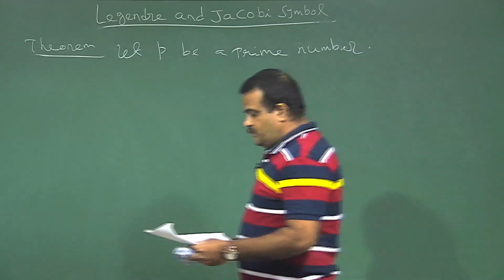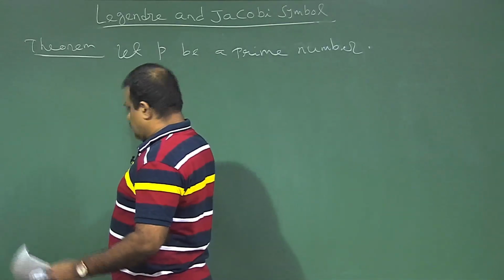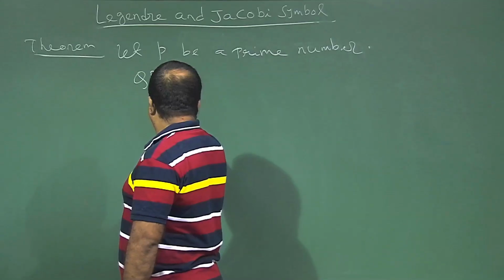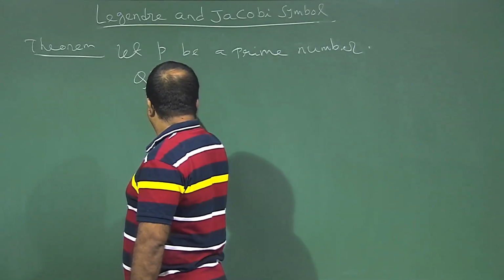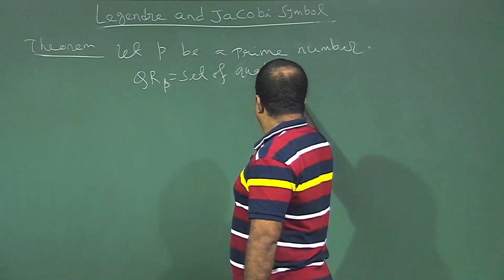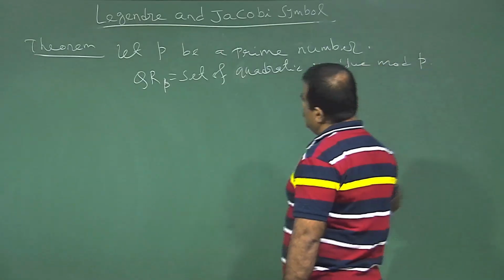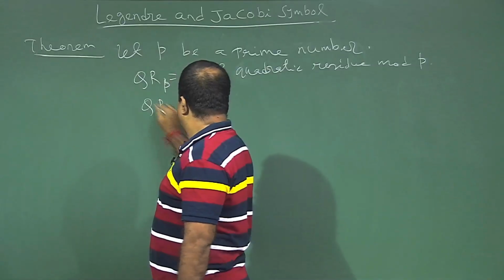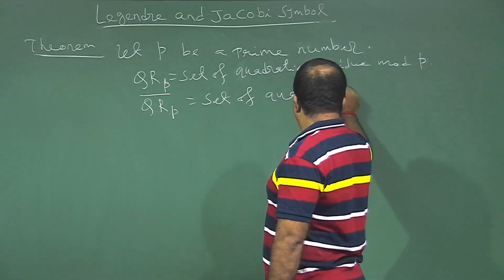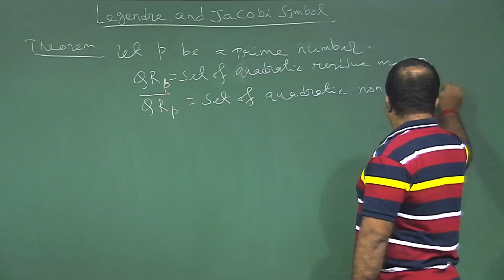Okay. And then we denote by QR_P the set of quadratic residues mod P, and QR_P bar is the set of quadratic non residues mod P.